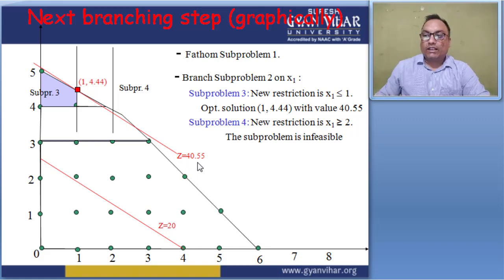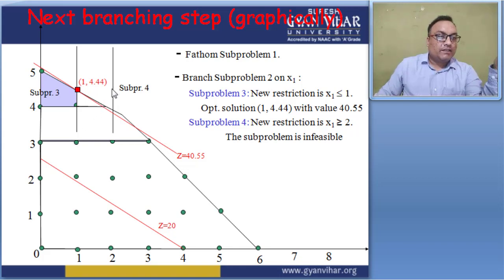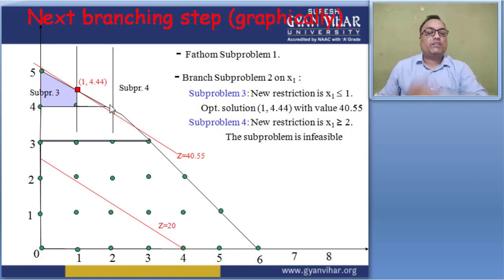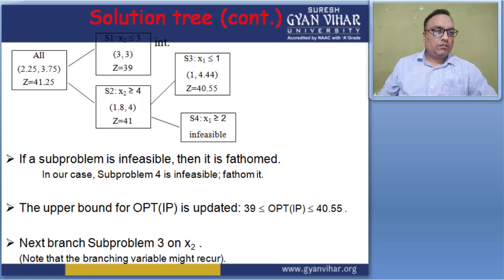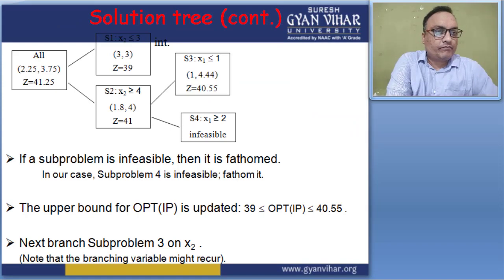So the branches are again divided, but in this case of surplus 3, it gives the infeasible region. It gives the infeasible region for this case. So move to the next.